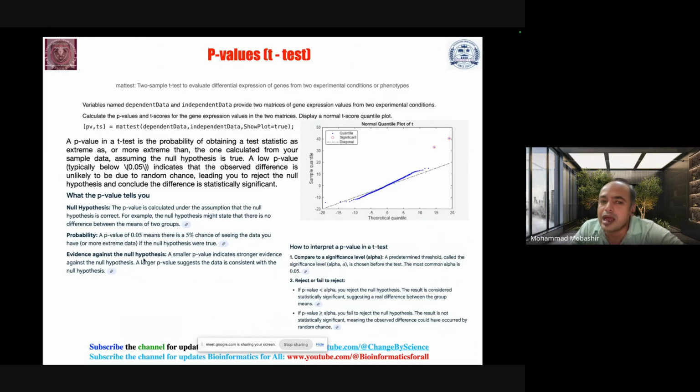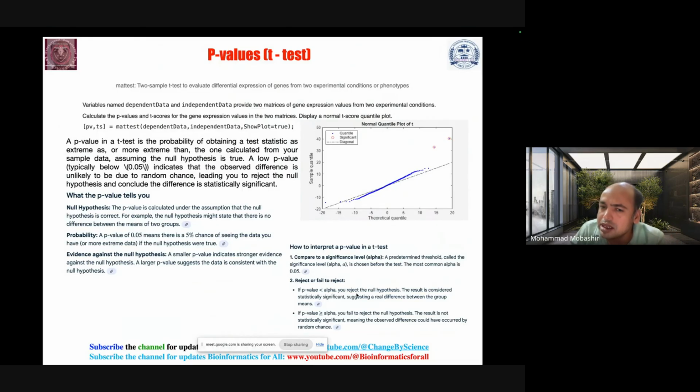A smaller p-value indicates stronger evidence against the null hypothesis. A larger p-value suggests the data is consistent with the null hypothesis. So how do you interpret it? Compare the two. You set a significance level, a predetermined threshold called alpha, before the test. The most common alpha is 0.05. So, reject or fail to reject: if the p-value is less than alpha, you can reject.